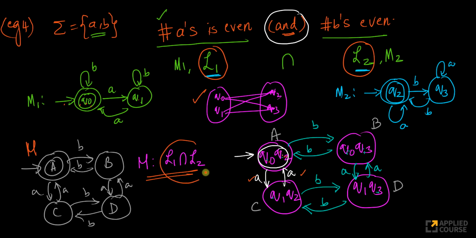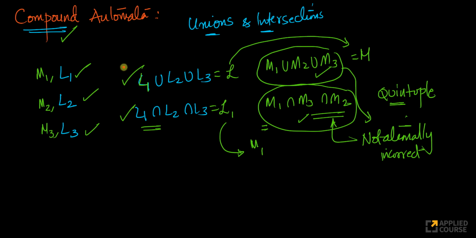This automata accepts L, where L is the intersection of L1 and L2. This is one way to construct it. Again, you can construct many, many complex examples using this strategy. Again, this is AND, which means this is like intersection.